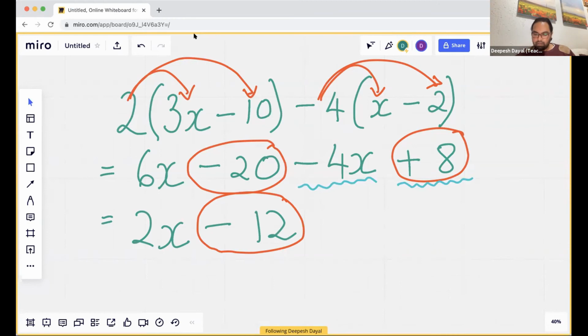With this one, it's very important that you focus on the signs, right? The signs are very important. You need to remember minus times a minus equals a plus. Okay.